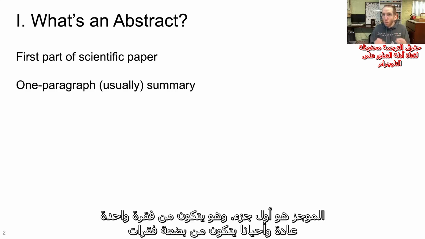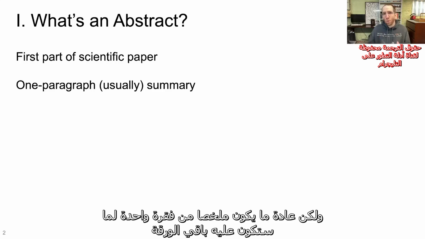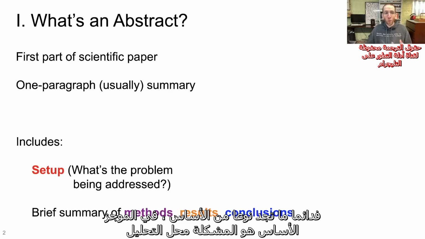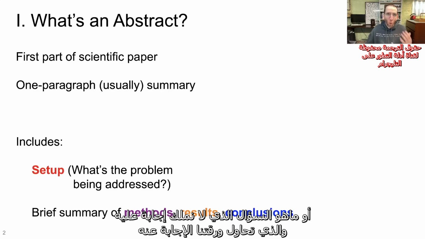It's usually one paragraph, sometimes a couple of paragraphs, but usually one paragraph summary of what the rest of the paper is going to be. And it contains a number of specific things. It does a couple of different jobs. So you always find some kind of setup in an abstract. The setup is what's the problem that's being addressed, or what's the question that we don't have an answer to that the paper you're reading right now is going to try to answer.